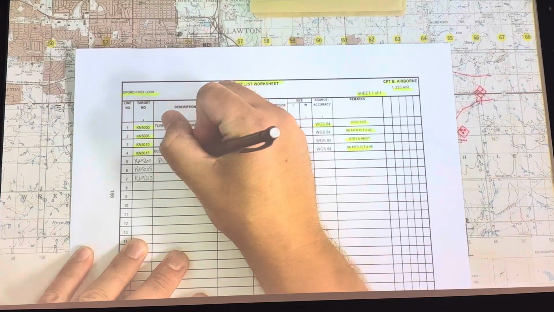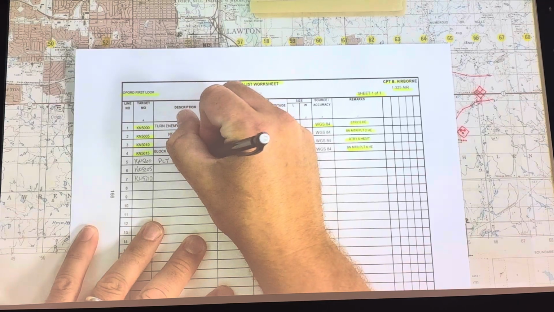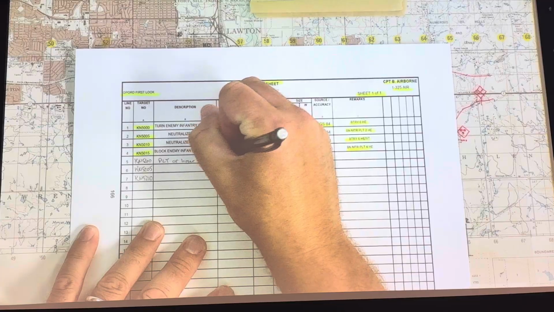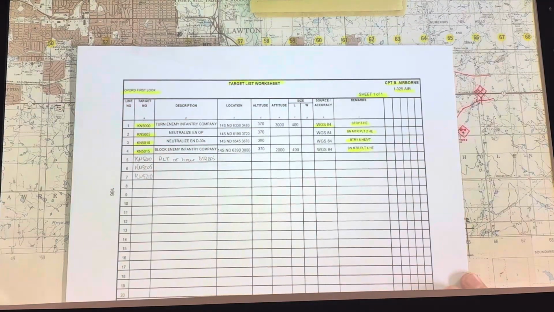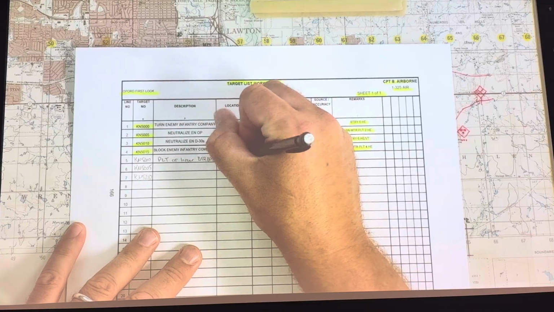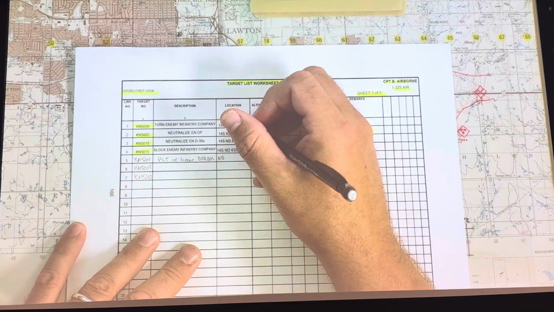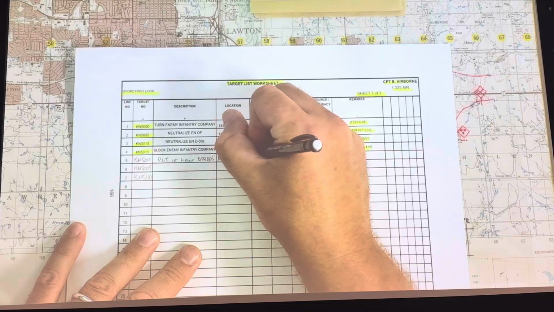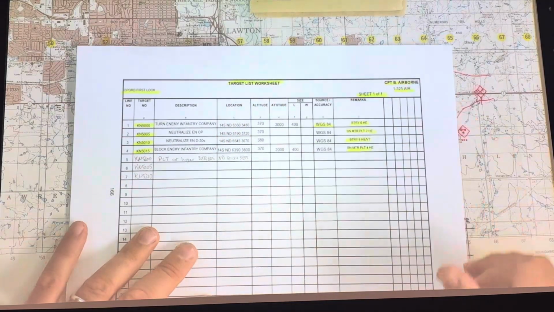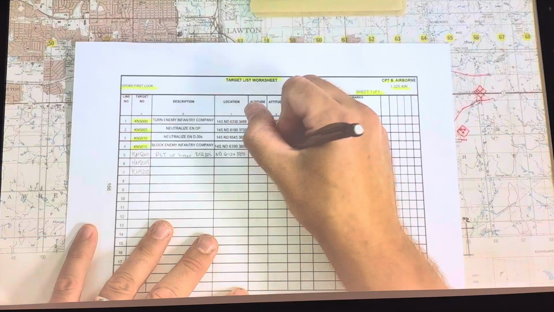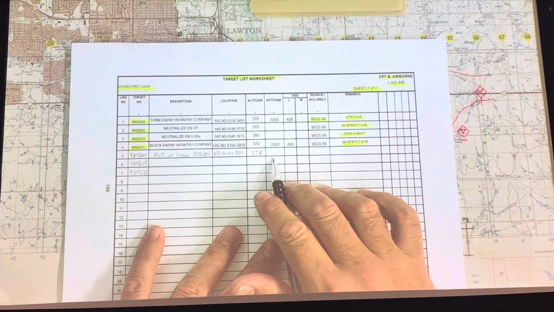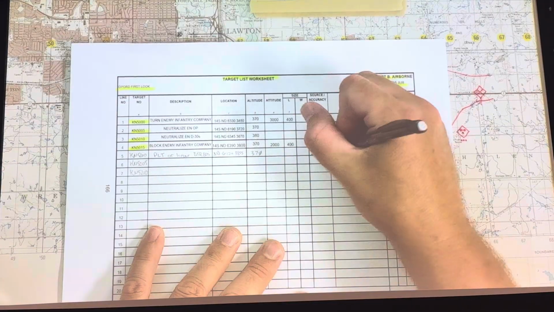So platoon or larger, BTR 80. Right? The location for that target is the grid we've been using this whole time. So the 14 Sierra is not needed. November Delta 6124 3895. The altitude we would extract from the map, in this case 370. We know that it's a point target, so we don't need an attitude, a length, or a width.